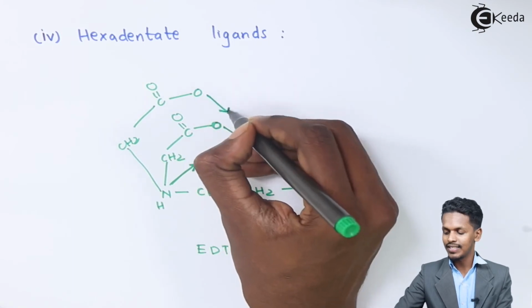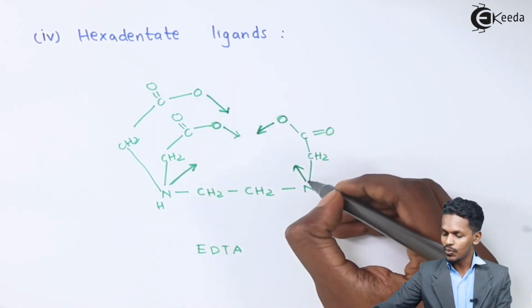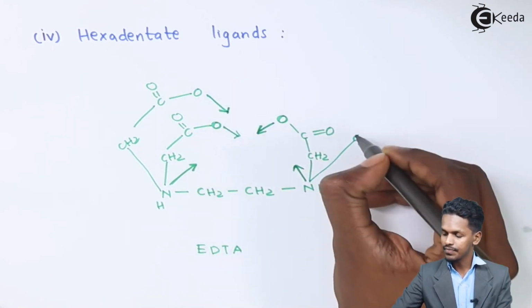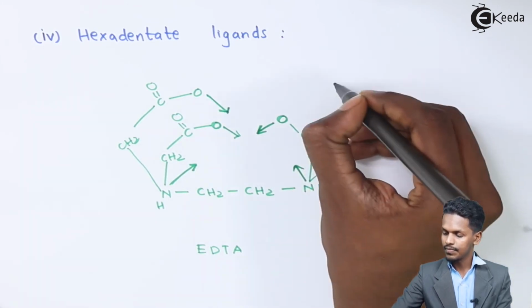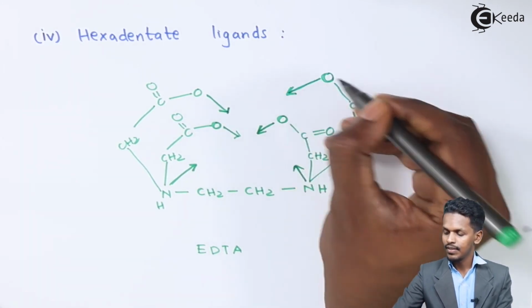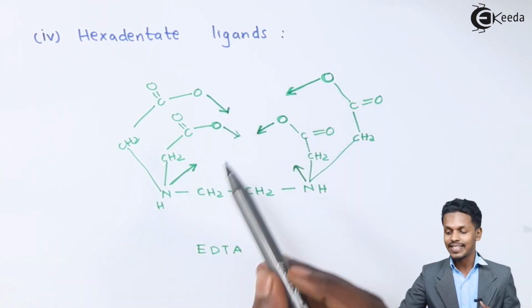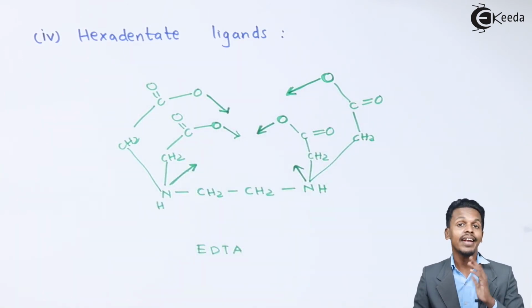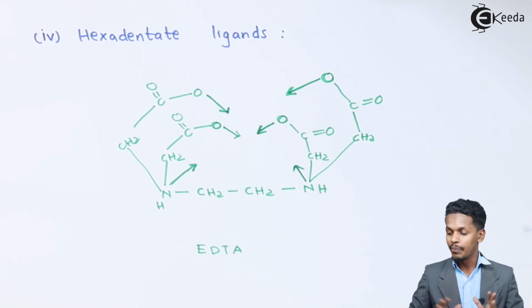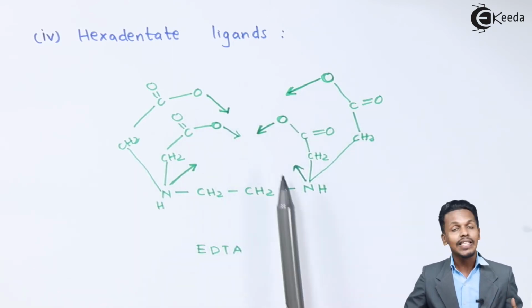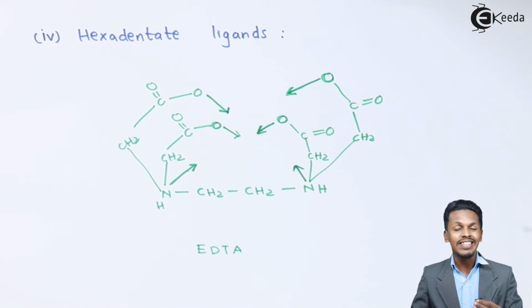So here there is the fifth donor atom, and the next one, so this is known as, 1, 2, 3, 4, 5, 6, that is hexadentate ligand. And EDTA is the best ligand because it has six donor atoms that could easily bind or easily make a coordination covalent bond with the central atom. So therefore these were nothing but examples of the polydentate ligands.